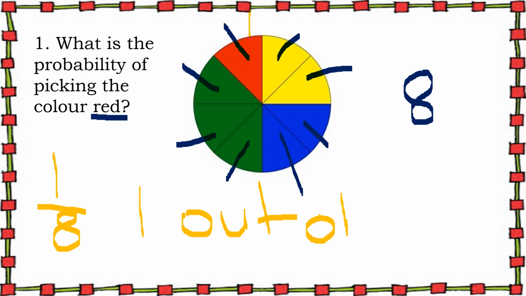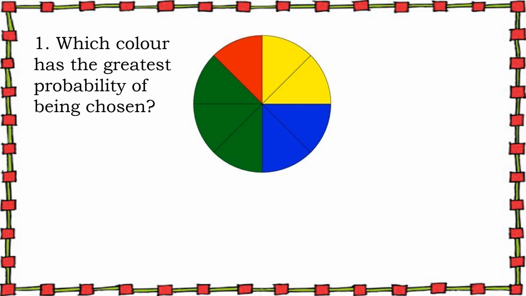Remember, you're not writing all 2 of them. You choose whichever way you want to write your answer. Next, it says, which color has the greatest probability of being chosen? Here is where you have to actually look at your spinner properly, and you're trying to see which color is on your spinner the most.